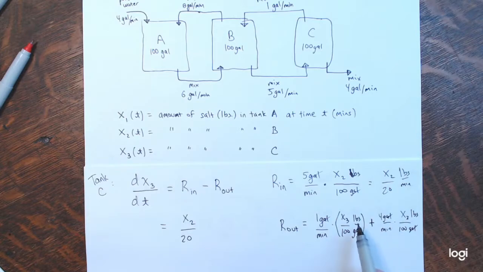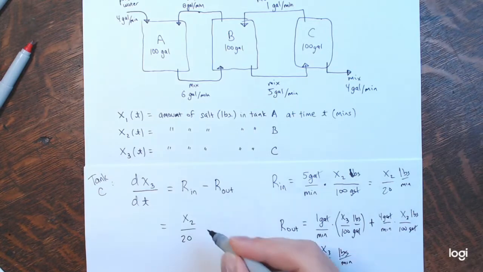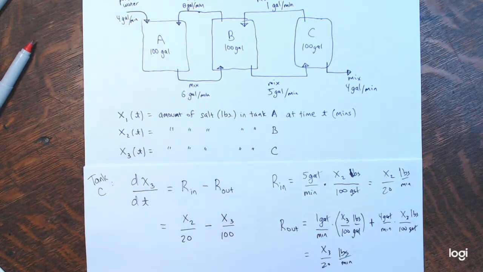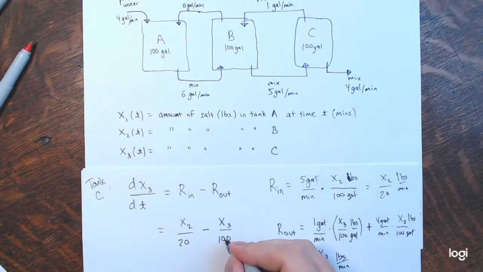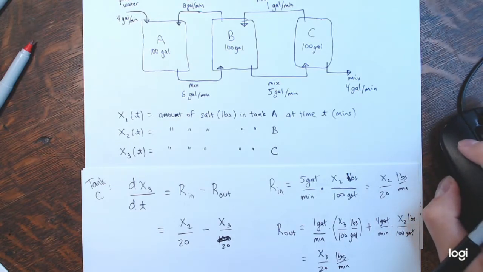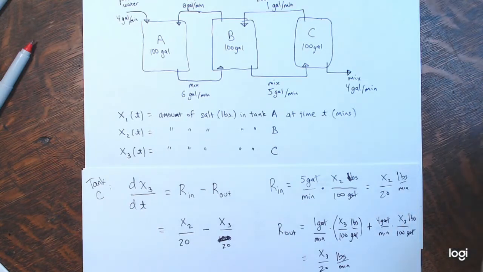And putting those together, you have x3 plus 4x3, that's 5x3 over 100, which would just be x3 over 20 pounds of salt per minute coming out. So minus x3 over 20. So then putting all these together gives us our system of first order differential equations.